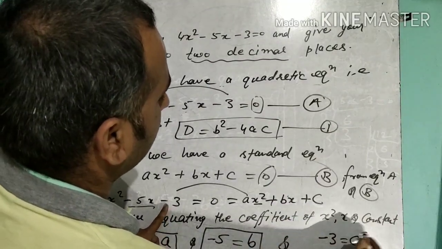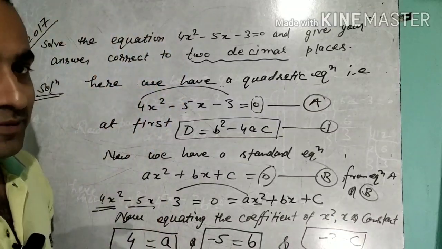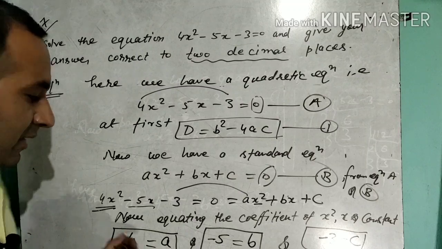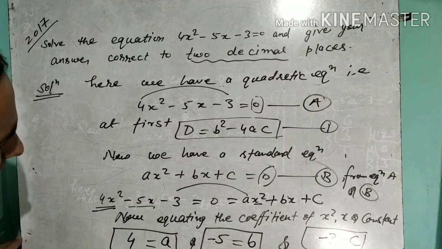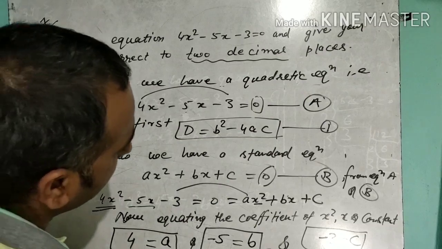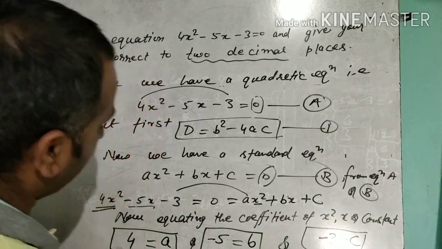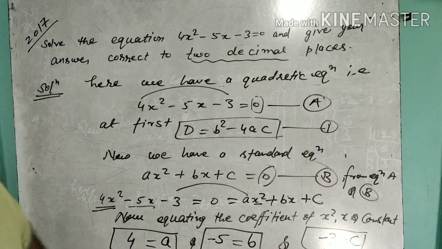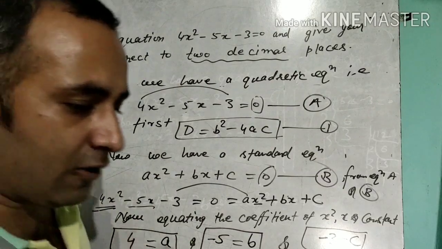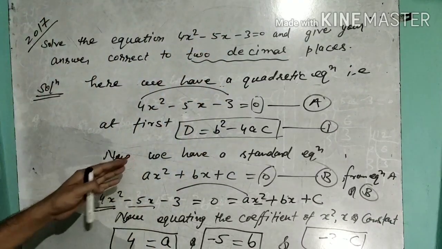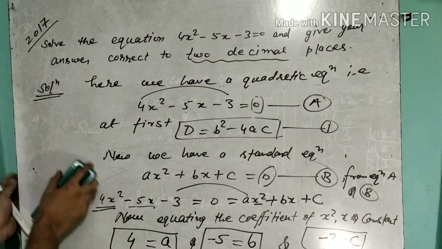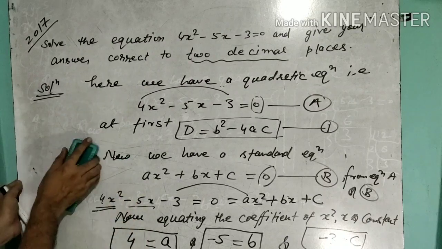is equal to c. Actually we are studying mathematics, so we have to write these terms in a simple way. This implies a is equal to 4, b is equal to minus 5 and c is equal to minus 3. So in this way we will find out the values of a, b and c. Is it clear? Now students, let's check here. I am going to rough this portion.